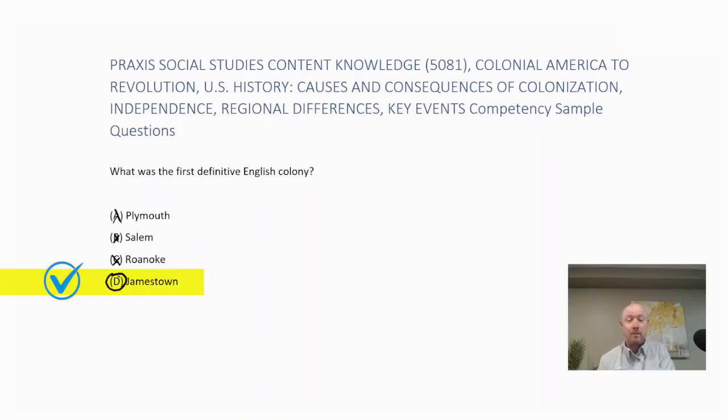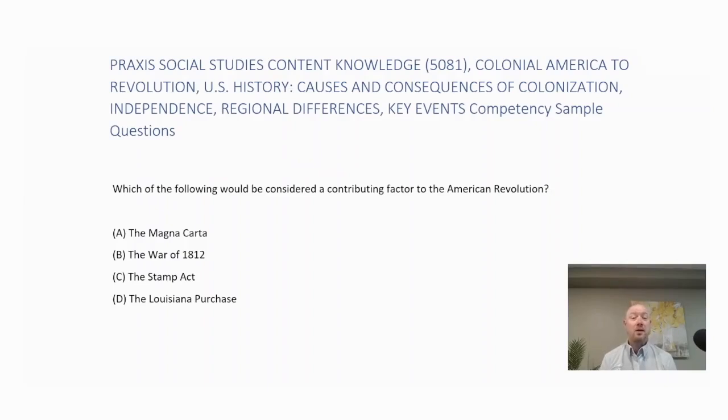Choice D. Which of the following would be considered a contributing factor to the American Revolution? Is it A, the Magna Carta, B, the War of 1812, C, the Stamp Act, D, the Louisiana Purchase? Okay, so I'm going to eliminate some possibilities here. So the War of 1812 and the Louisiana Purchase occurred after the Revolution, so later. So I'm going to eliminate those.